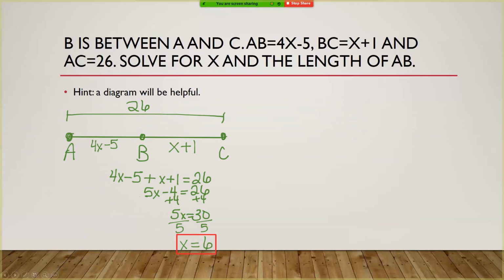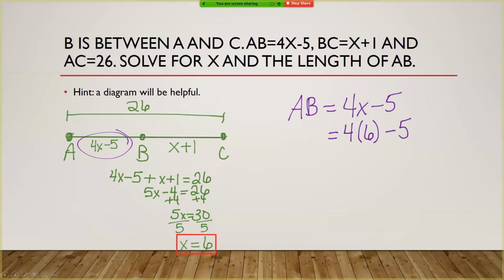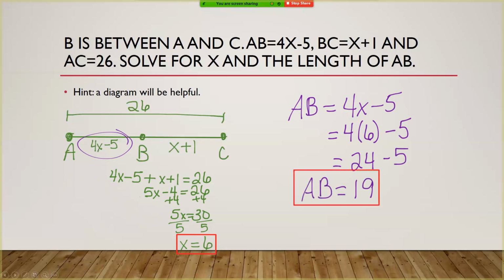Remember, my instructions asked me to find x and to find the length of AB. So now that I have x, I'm going to go back up to AB, and I'm going to plug that 6 into the 4x minus 5. So AB equals 4x minus 5. But now we know that x is 6, so I'm going to replace that x with 6, just substitute it in there. And then 4 times 6 is 24, minus 5 gives us 19. So AB equals 19 is the other part of our answer.